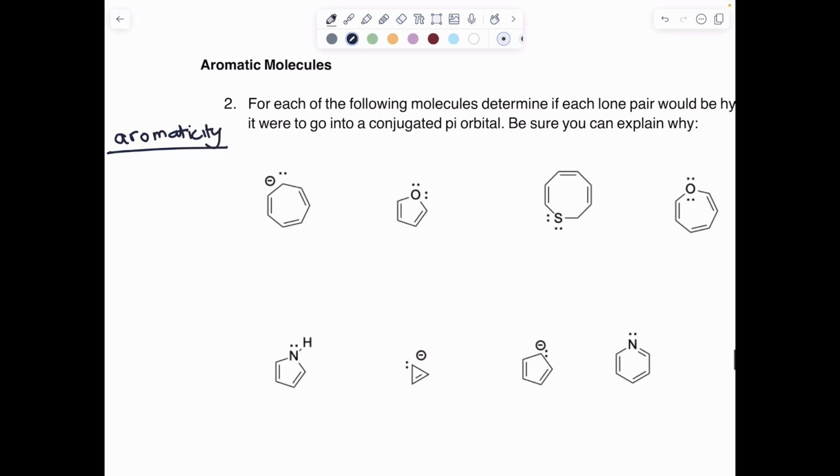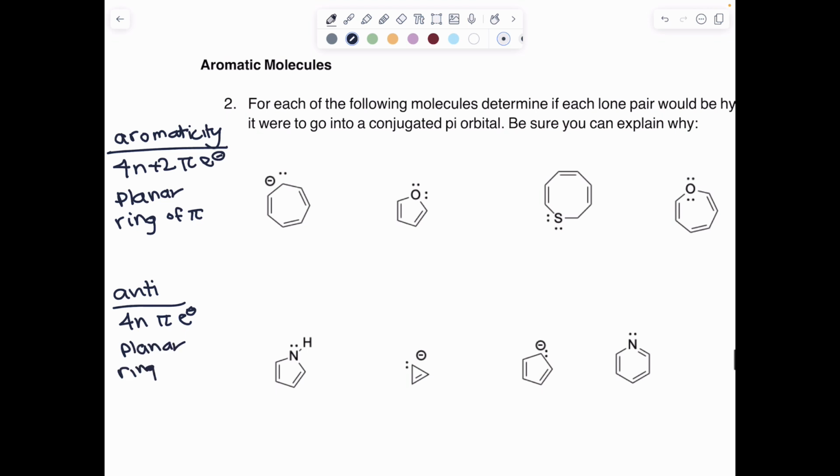So in order for a compound to be aromatic, it needs to have 4n plus 2 pi electrons. It also needs to be planar, and it needs to have a complete ring of pi orbitals that are all connected. The rules for anti-aromaticity are almost the exact same, but instead of 4n plus 2 pi electrons, it's just 4n pi electrons.